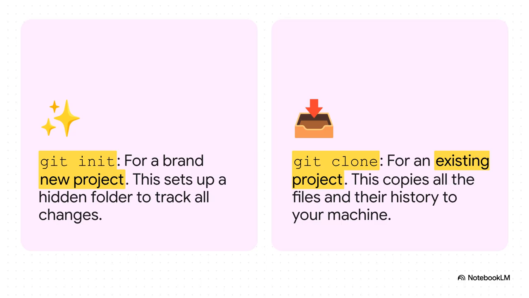So, if you're starting a project completely from scratch, right on your own computer, you'll use git init. That one command just tells Git, hey, start paying attention to this folder. But if you're joining a project that's already online somewhere, like on GitHub, you'll use git clone with the project's web address to download a complete intelligent copy.